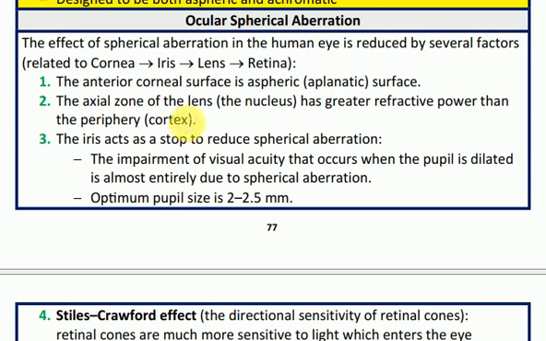The nucleus of the lens of the eye has a higher refractive index than the lens cortex. Thus, the axial zone of the lens has greater refractive power than the periphery. Furthermore, in the eye, the iris acts as a stop to reduce spherical aberration. Impairment of visual acuity that occurs when the pupil is dilated is almost entirely due to spherical aberration. So the optimum pupil size is 2 to 2.5 mm.